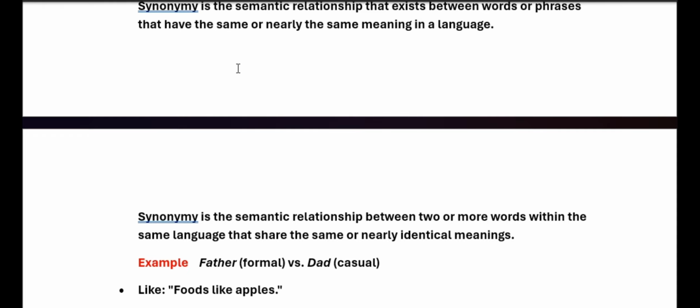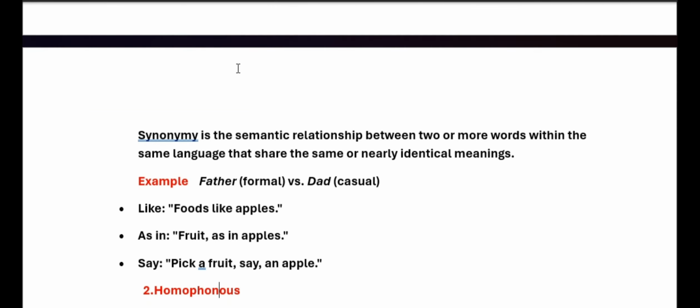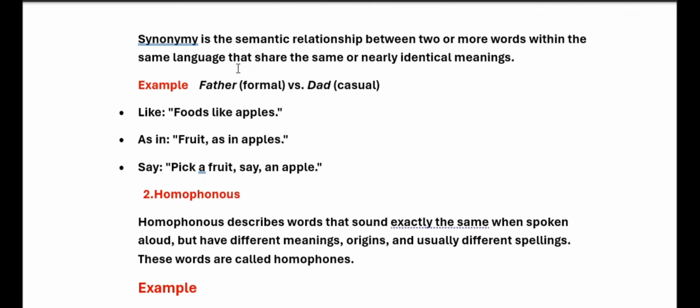Let's see the definition of synonymy. It is the relationship that exists between words or phrases that have the same or nearly the same meaning in a language. Okay. Or synonymy is the semantic relationship between two or more words within the same language that share the same or nearly identical meaning.